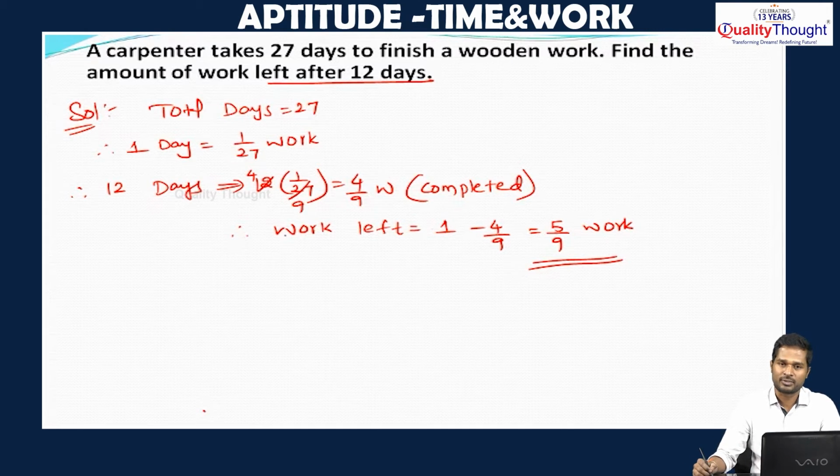Then what is the work left? So total work is 1, and in that 4 by 9 of the work is completed. So 1 minus completed work 4 by 9, so still 5 by 9 is the work that is left.